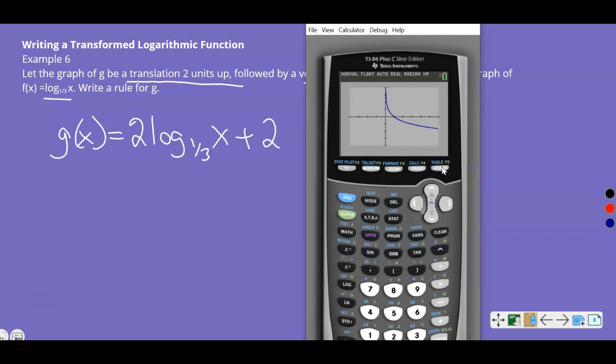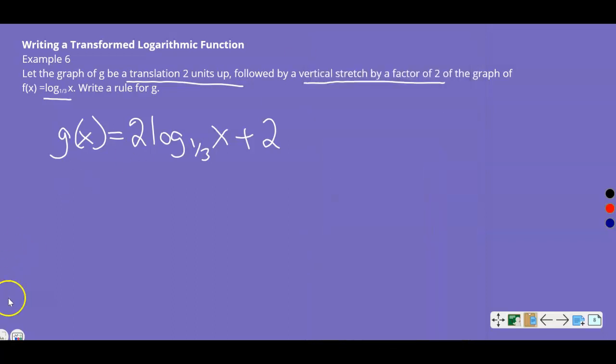And if we want, again, we could change our window. You can see it pretty good here. It's not too bad. So we've got our f of x and our g of x. If you have any questions, please let me know.